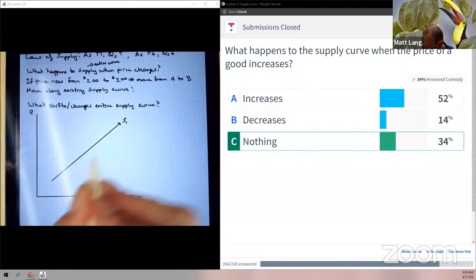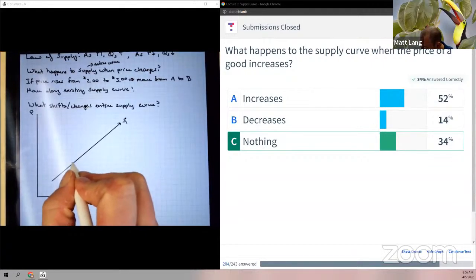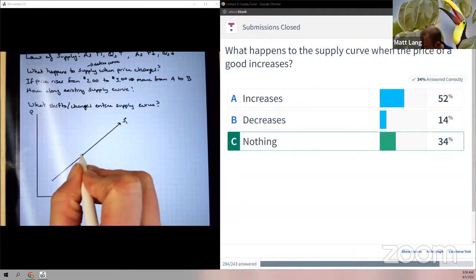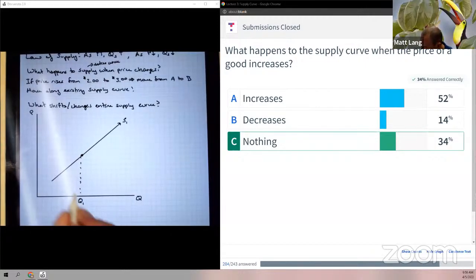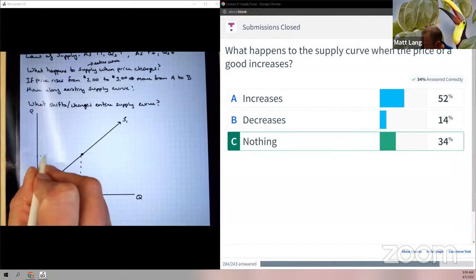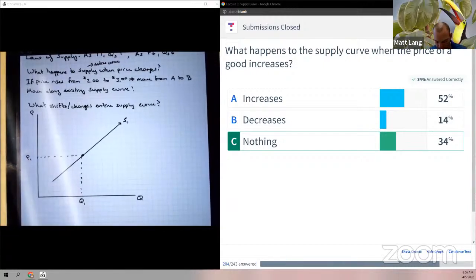So we can put supply 1 on there, right? And let's put a dot, say right here. Okay. And at this point, the firm is producing Q1, and the price that they're going to charge for that is P1, okay? And we'll just call this point A, okay?